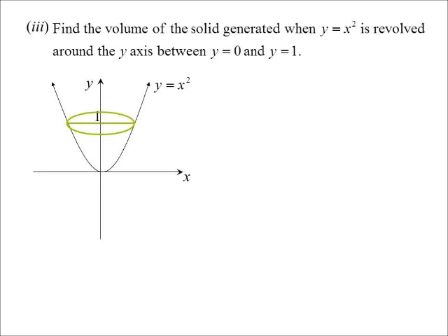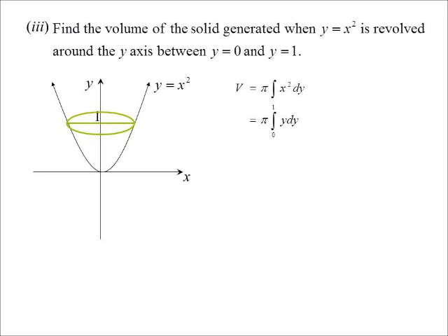Okay. Pi times the integral of x squared dy, because we're going around the y-axis. So I need everything in terms of y. So x squared, oh, that's nice, isn't it? x squared is y. That's a simple substitution. So y to y. Anyone? y to y.